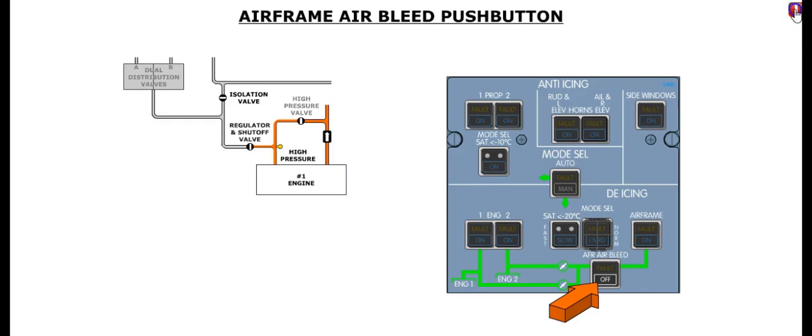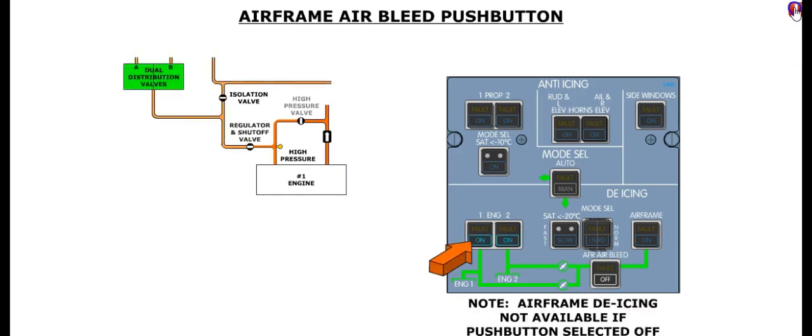However, engine de-icing can still be accomplished by selecting the engine de-ice push buttons to on, since this will open the associated de-ice valve regardless of the position of the airframe air bleed push button. It should be noted that the airframe de-icing will not be available if the airframe air bleed push button is selected off.